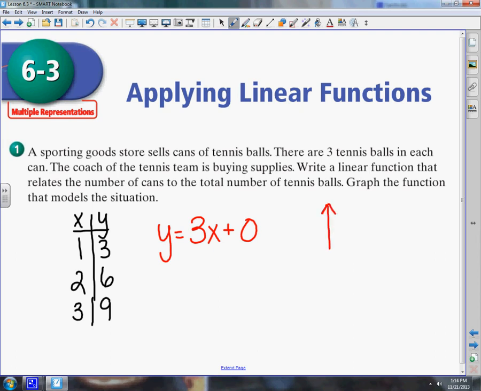So if I were to graph this, I would start at 0. That's my y-intercept. And then I'm going to rise over run. So I'm going to rise 3 and run 1 and make my line. That's it. That's how easy that one is.